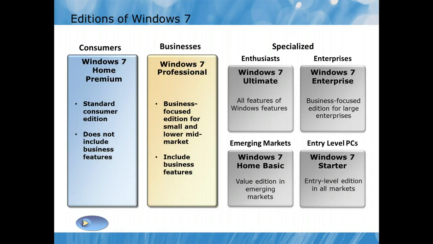And these are the different versions and who they're designed for. The Windows Home Premium is designed for the consumer. Standard Consumer Edition doesn't include the business features, and the business editions are Windows 7 Professional, Enthusiast Ultimate, and Enterprise. Windows 7 Enterprise has some capabilities that the others don't have. Entry level, the Windows 7 Starter, and the Windows 7 Home Basic. Value Edition means it's not going to do a whole lot, right?